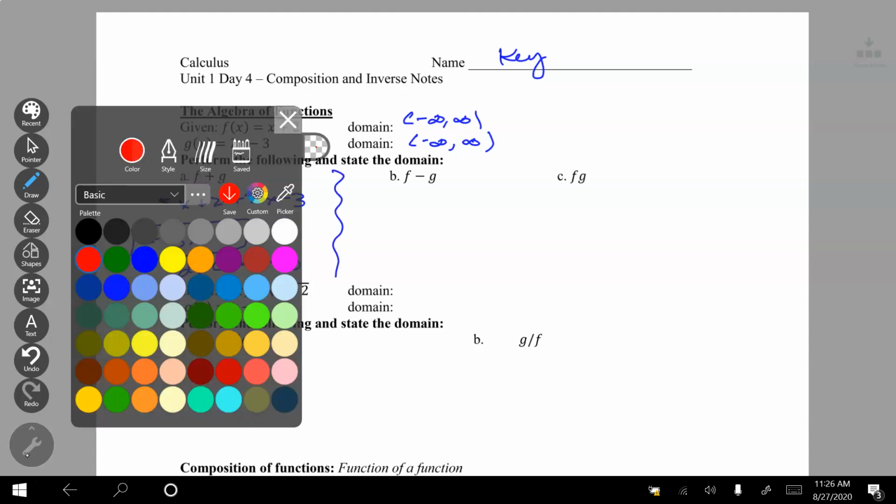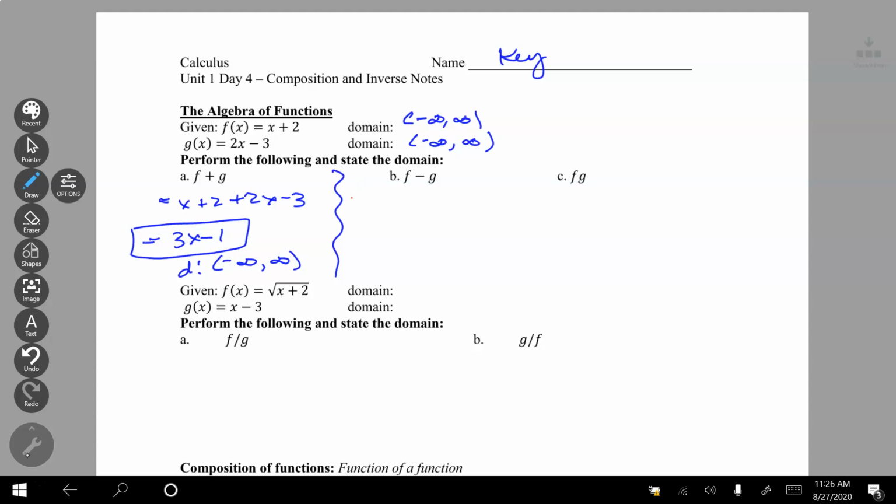Well, let's look at the second one. f minus g. Well, that's f minus, notice I have to put parentheses because I have to subtract the whole function. And I get negative x plus 5. And again, still a linear function. I don't think there's any domain restrictions.